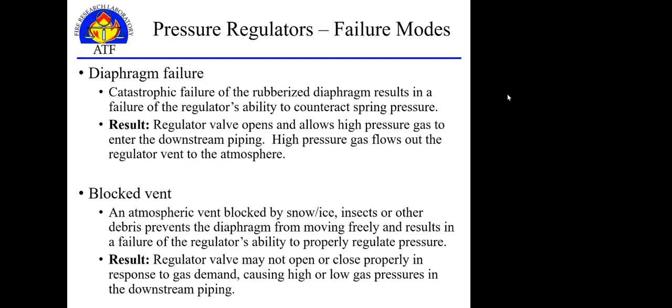If you block the vent, the diaphragm can't move freely anymore. So now the regulator isn't actually regulating. It's not going to be operating properly. And so you can have high or low pressures downstream depending on how it's actually functioning or not functioning.